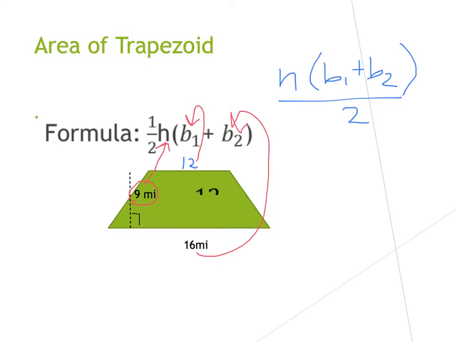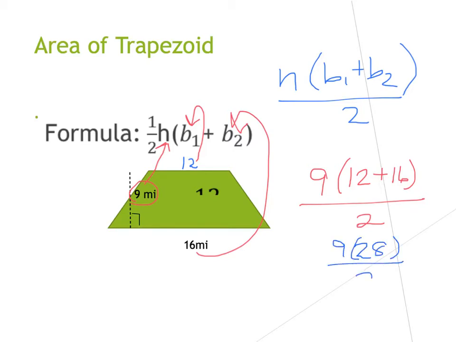So when I rewrite this, I'm going to say 9 times 12 plus 16 divided by 2. All right, and then order of operations, we always do exponents. We don't have any of those. Parentheses, so we're going to say 12 plus 16. 12 plus 16 is going to give me 28. And then 28 times 9 divided by 2.